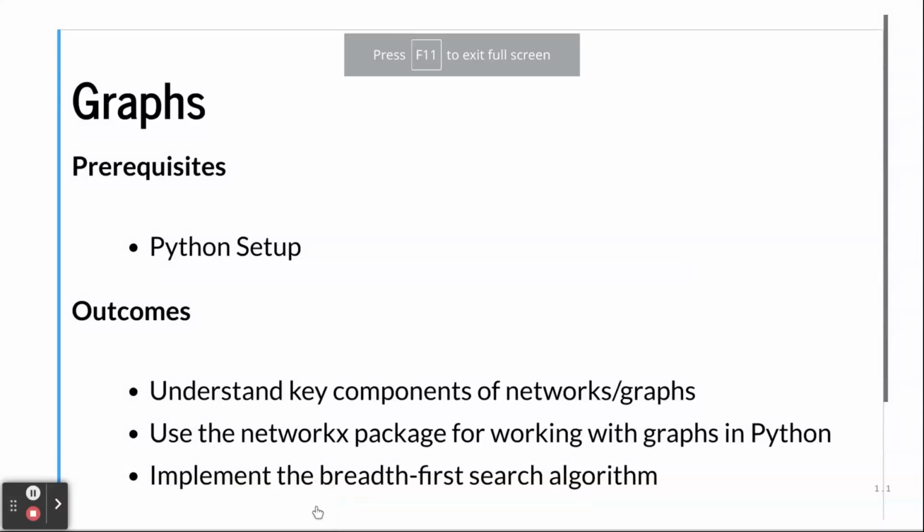Hello, this is Spencer Lyon, and in this video, we will begin learning about the field of graph theory. Now, graph theory goes by another common name called network science, and it is the study of how things or entities may be connected in a network or graph.